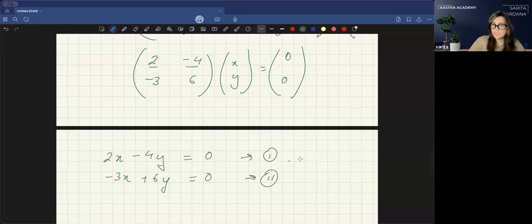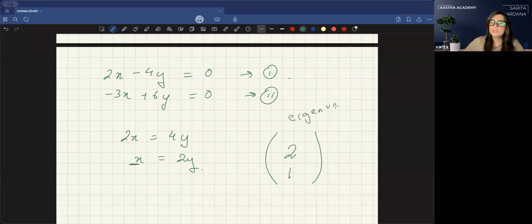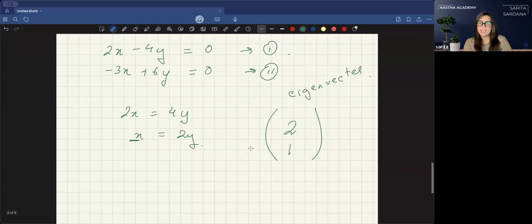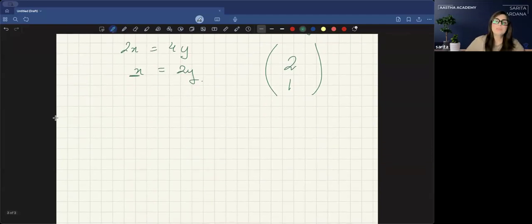I'm going to take any one of the equations, such as 2x is equal to 4y. Definitely x is equal to 2y, right? And then I'm going to write it in vector form. The x coefficient will be over here, that's 1. The y coefficient will be here, that's 2. That's how you get the eigenvector. So basically, from that particular eigenvalue, we got the eigenvector. When the lambda was 7, we got the vector as 2 and 1. That's your value.